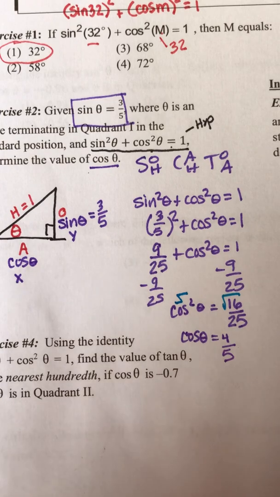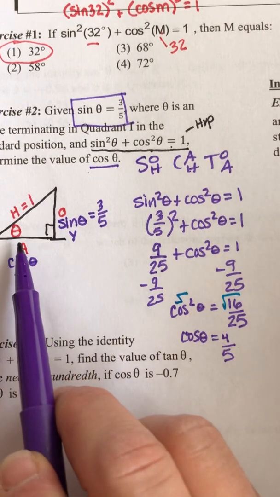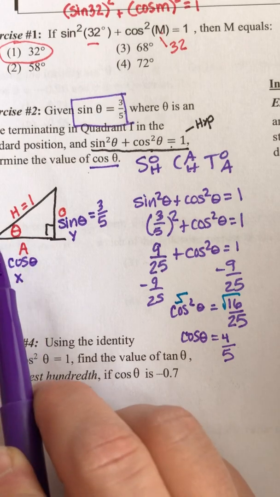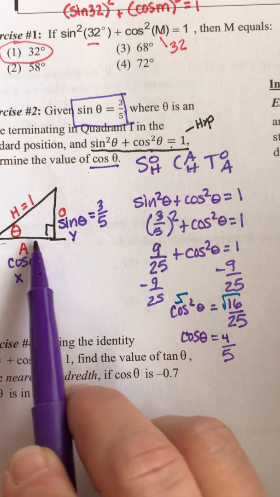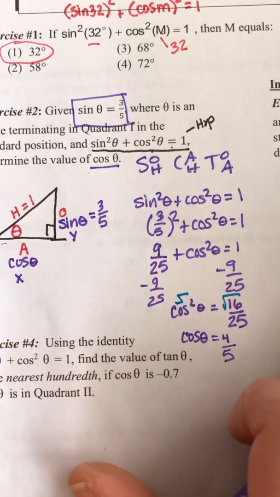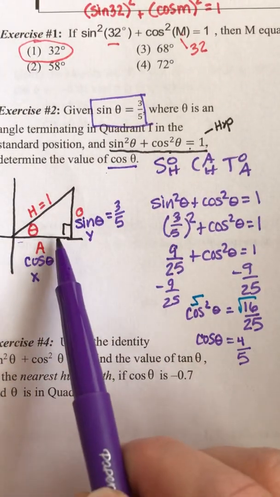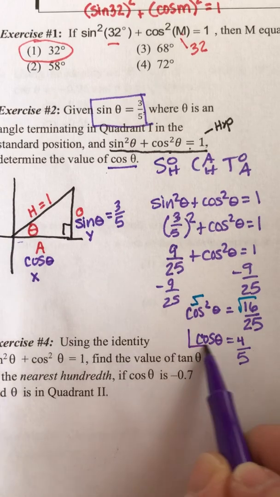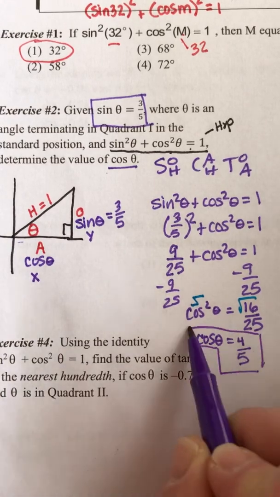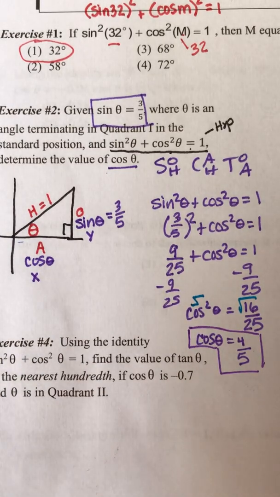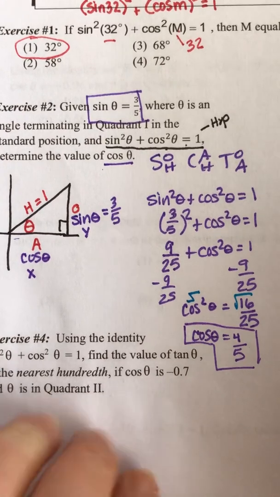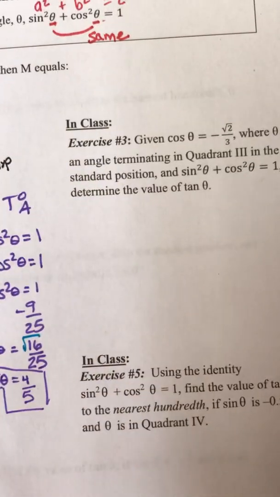One last thing. Is it positive or is it negative? Looking that I'm in quadrant 1, okay? Cosine is the x direction of the triangle over here. I go from the origin and the positive x-axis, so cosine is positive. So this answer is done. Okay. So a lot of thinking parts to these. Let's get right into the next one.